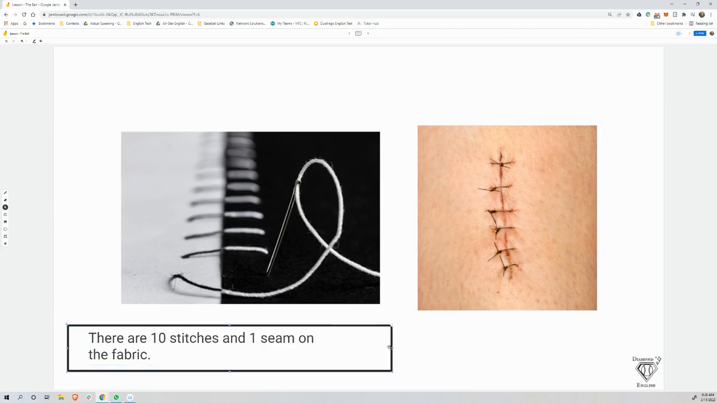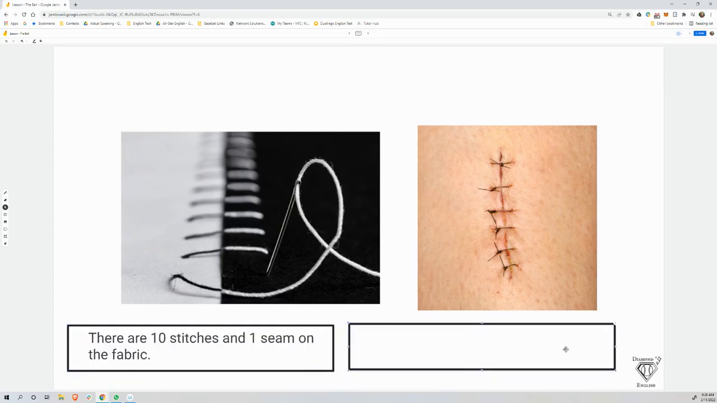Now, this is not fabric. This is skin. You could say there's 1, 2, 3, 4, 5, 6. But let's do this. One seam, and 6 stitches on the skin. Okay?